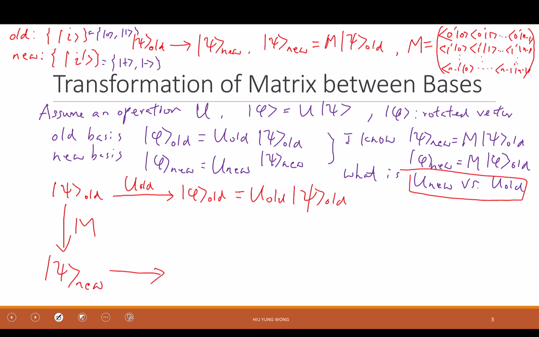And then if I apply this new U, assuming I know that, then I will get the new phi, which is equal to the new U times psi new, right? This again, I'm just repeating this statement. In the new coordinates, I rotate the initial vector by this U operator, I get phi new.